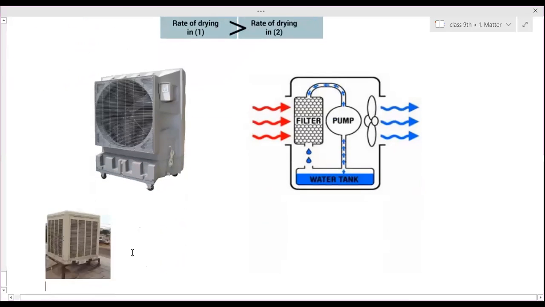This is a structure from outside. Inside that, this is present.